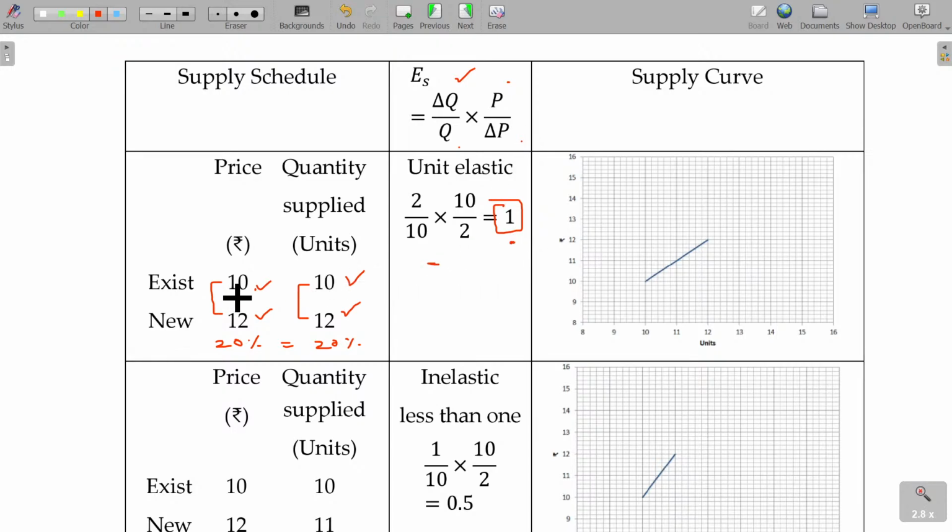If you plot the values, when the price is 10, quantity supplied is also 10, right? Here is that. When the price is 12, the quantity supplied is also 12. If I connect, then I will get the line this way. Remember, the change in price should be equal in length to the change in quantity supplied also. Both are same. Okay, then it is called unitary.